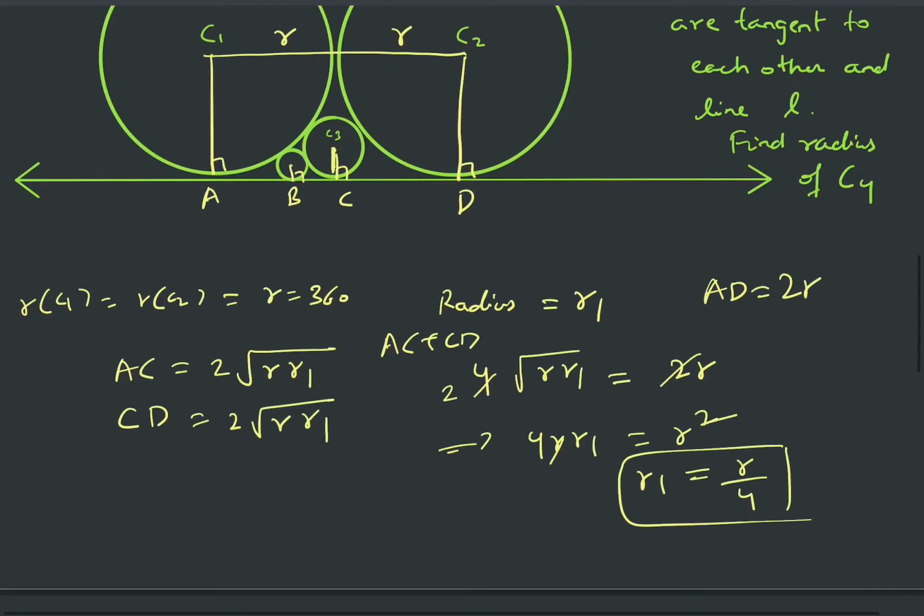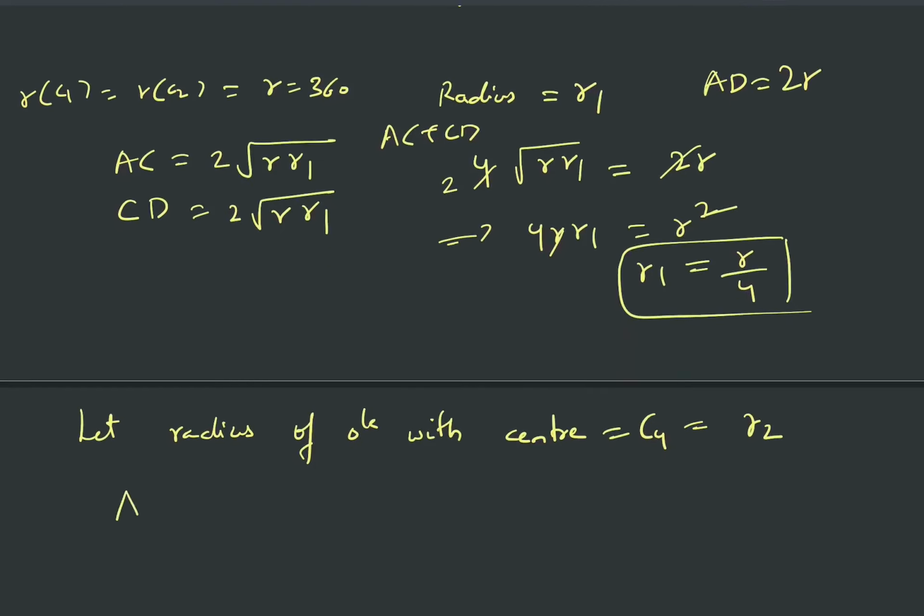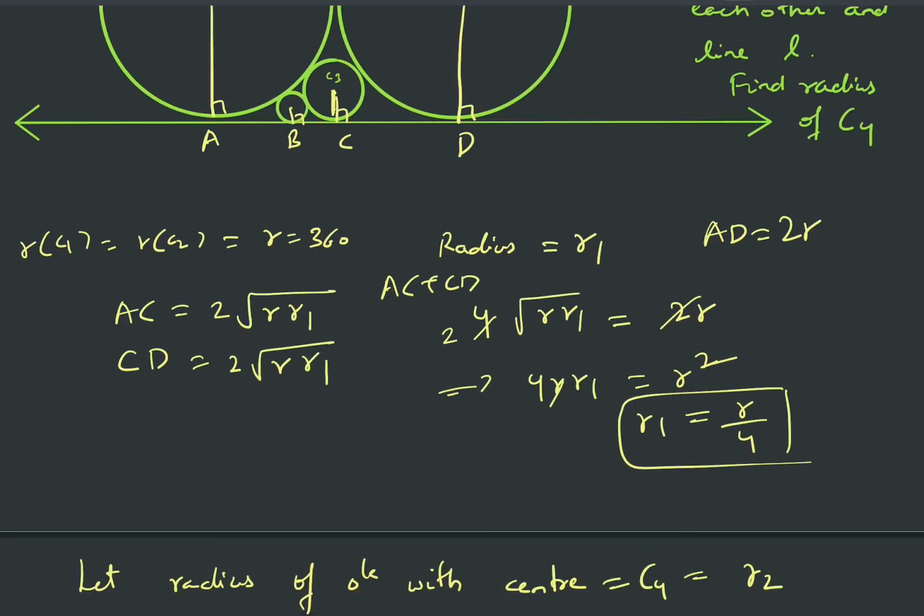Okay. Now let us use the same technique to find the radius of the smallest circle with center C4. Let this be some R2. So now AB is nothing but 2 root R times R2, right? Because AB is the direct common tangent of these two circles. So that is 2 root R into R2.